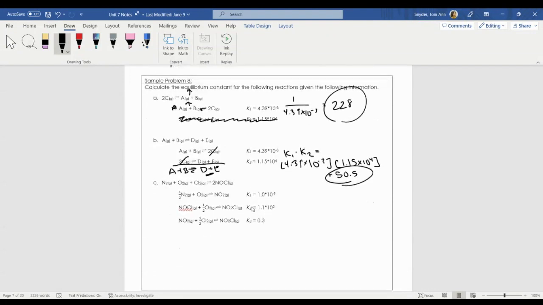Let's take a look at this one. This one's a doozy, but we could figure it out. So here's the reaction that I want to get to. Looks like here, holy moly, I have to have NaCl on my product side, and here it's on a reactant side. And I have to have N2 and O2 on the same side, and Cl2. So I have a lot of stuff to cancel out here.